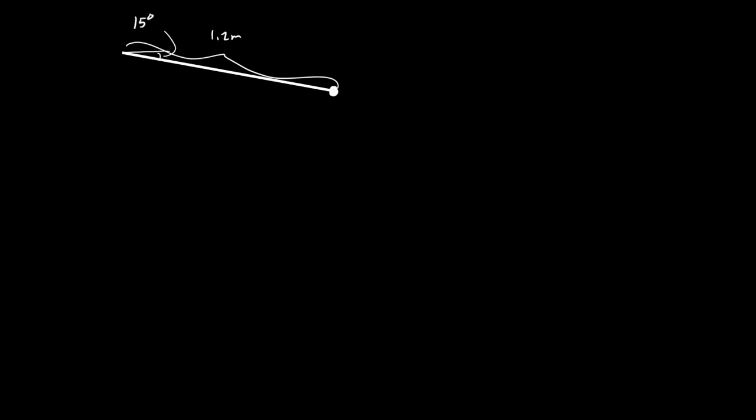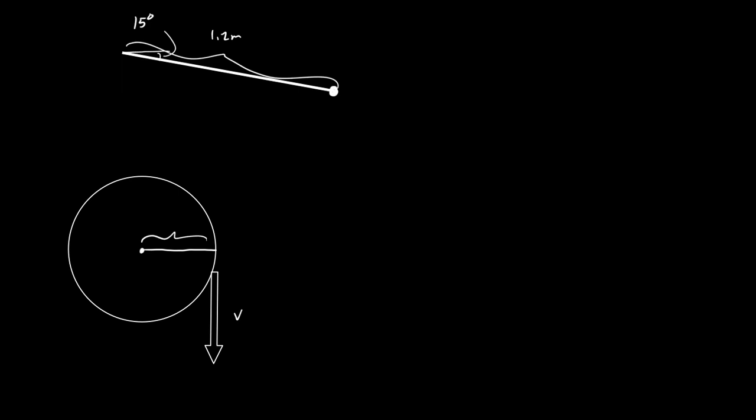So this is related to a top-down view of the same thing, where the ball has a velocity in this direction. We don't know what it is, but it's traveling in a circle, and the string is 1.2 meters. I don't know what r is. Okay? Ready to begin? All right.